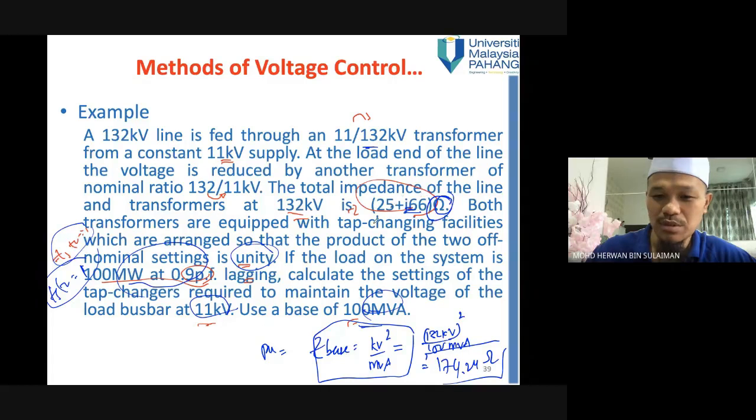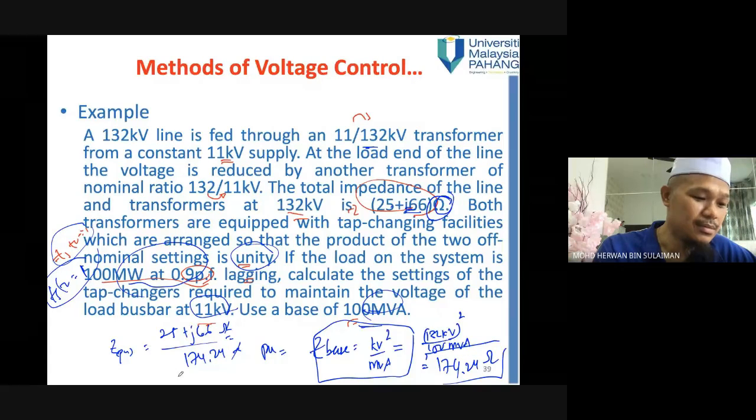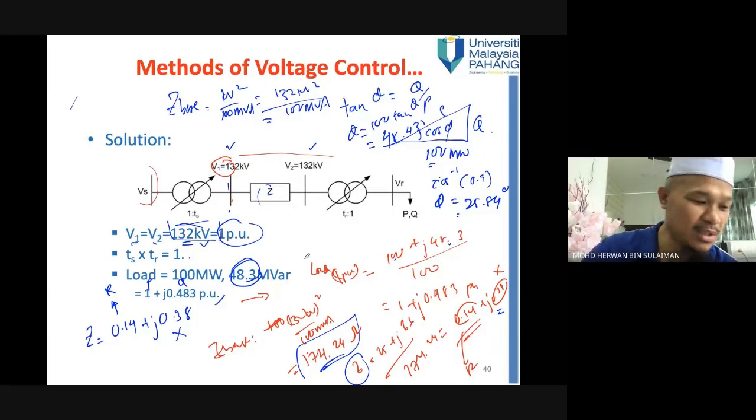So dia bagi 25. So nak cari Z dalam per unit, Z dalam per unit 25 plus J66 bagi dengan 174.24. So ni ohm akan cancel. Dia akan dapat jawapan dalam per unit. That's why 25 bagi 174.24, you dapat 0.143 something lah.